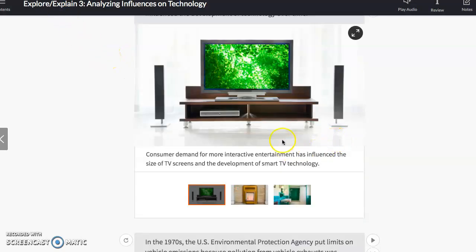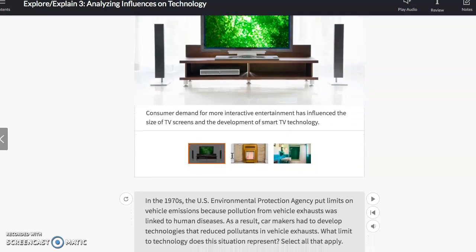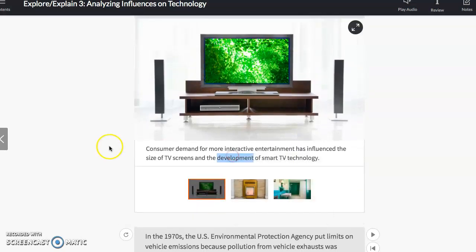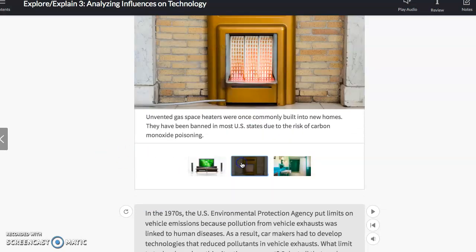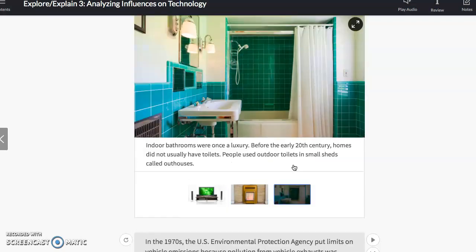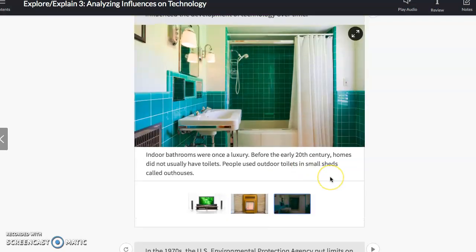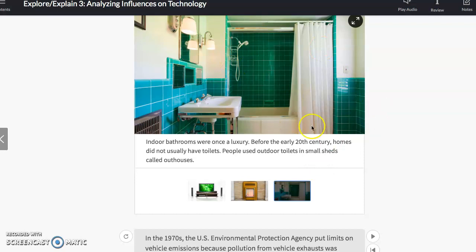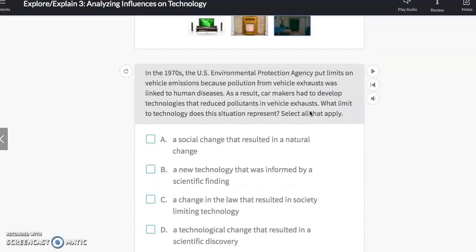How technology has changed over time: the size of TV screens have gotten bigger and flatter. They're talking about gas heaters, so there used to be gas heaters, but now we have different kinds of heaters that are better for us. And we used to only have outdoor bathrooms, now we have indoor bathrooms.